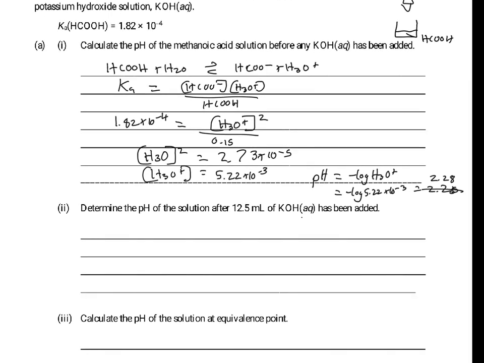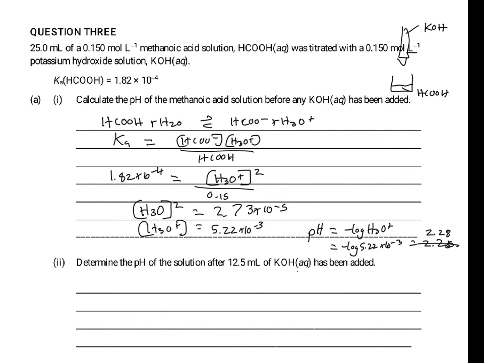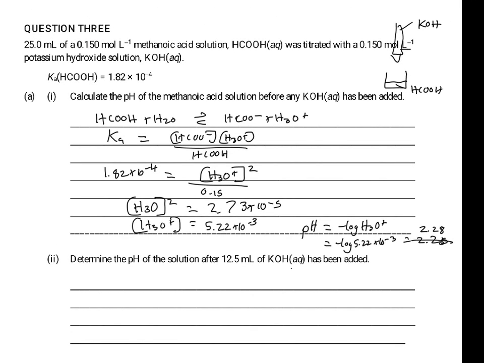Alright, part 2. Determine the pH of a solution after 12.5 mils of KOH has been added. So hopefully what you notice is that both of the solutions are 0.150 mol per litre. And what that means is if we add 12.5 mils of potassium hydroxide, we're halfway to the equivalence point. And the second thing you might notice is that methanoic acid is a weak acid, potassium hydroxide is a strong base. So when you do weak acid and strong base, you form a buffer solution.